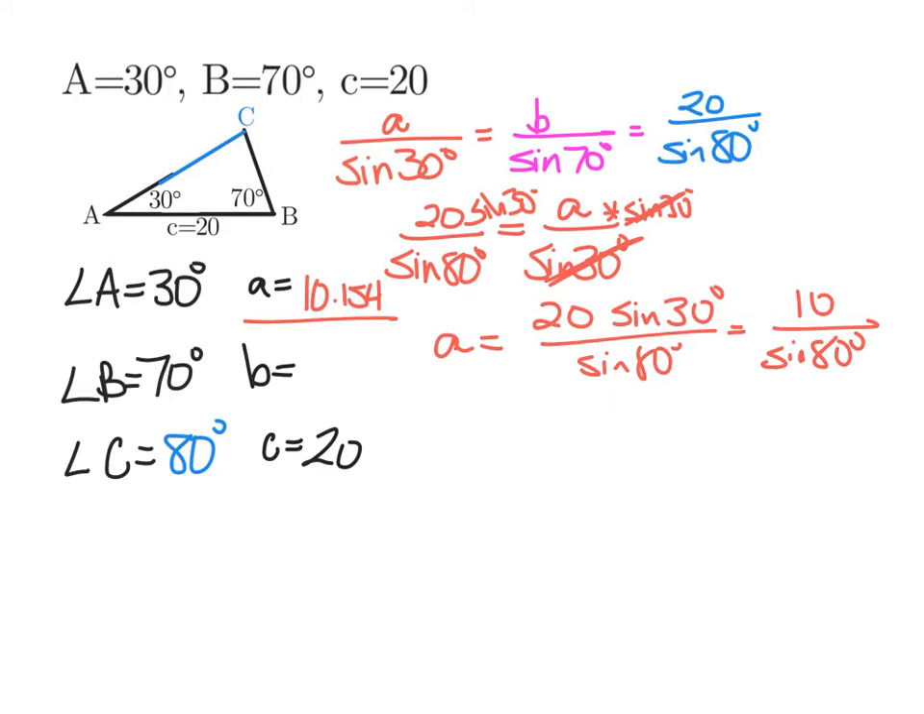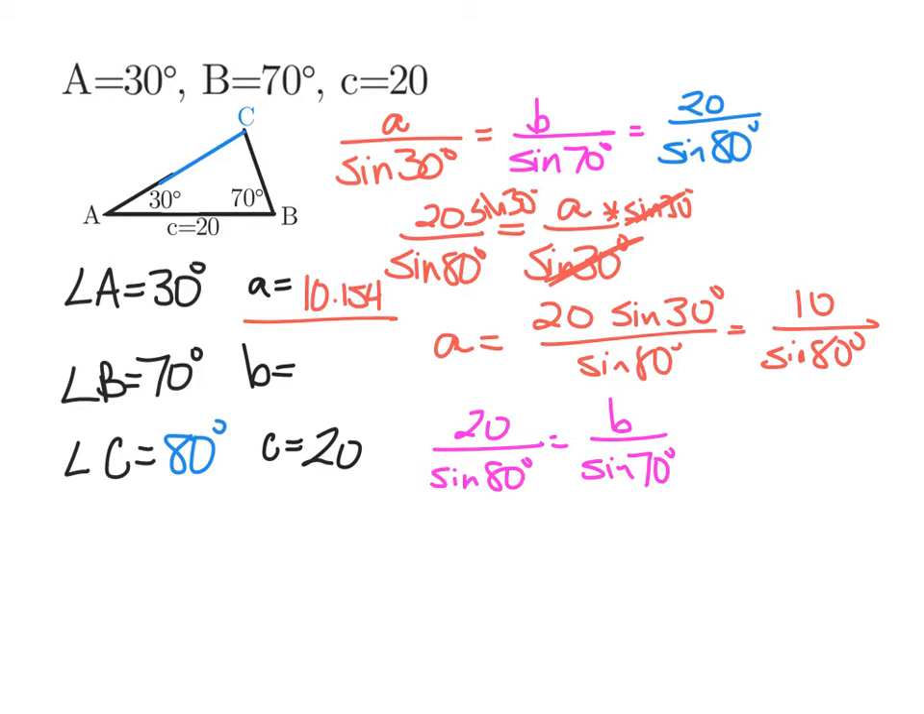Now we're almost done. We still have to find that third side. We can't use Pythagorean theorem to do that because we don't have a right triangle. So we have to use the law of sines. And now I'll just use the same fraction from C. 20 is related to the sine of 80 in the same way that B is related to the sine of 70. And this one's going to work in exactly the same way.